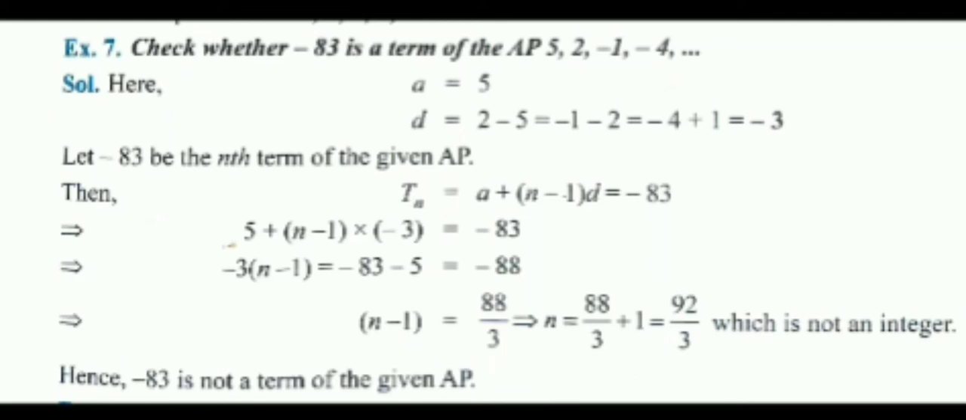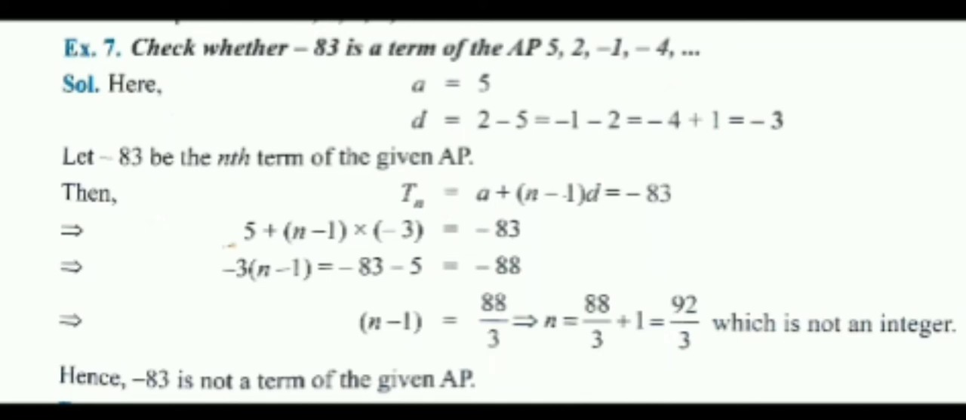So students, let us take minus 83 to be the nth term of the given AP. Let me remind you what AP means. AP means arithmetic progression, that is a sequence in which the terms continually increase or decrease by the same number is called an AP. So let us take minus 83 to be the nth term of the given AP.